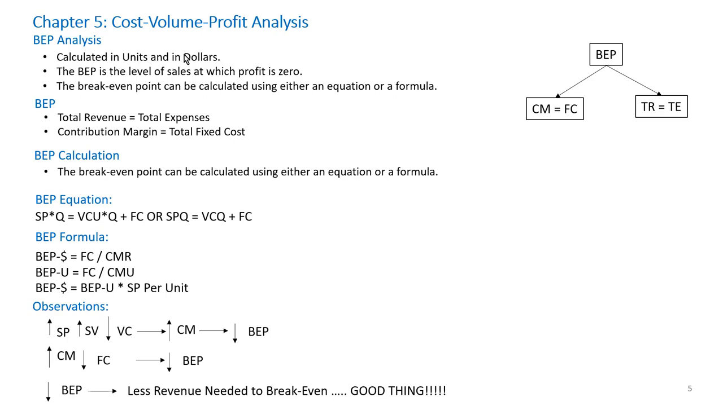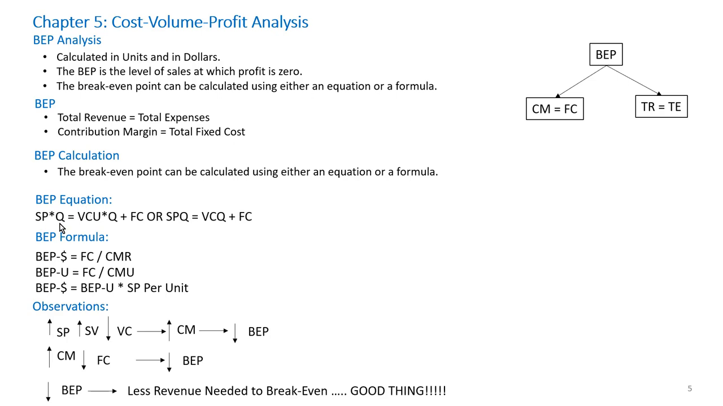Break-even point calculations can be done in both units and in dollars. Remember, the break-even point is the level of sales at which profit is 0. We break even. At the break-even point, sales dollars or total revenue will always equal total expenses. If we're using the contribution margin format income statement, at the break-even point, our contribution margin will equal our total fixed costs. The break-even point can be solved by equation or by formula.